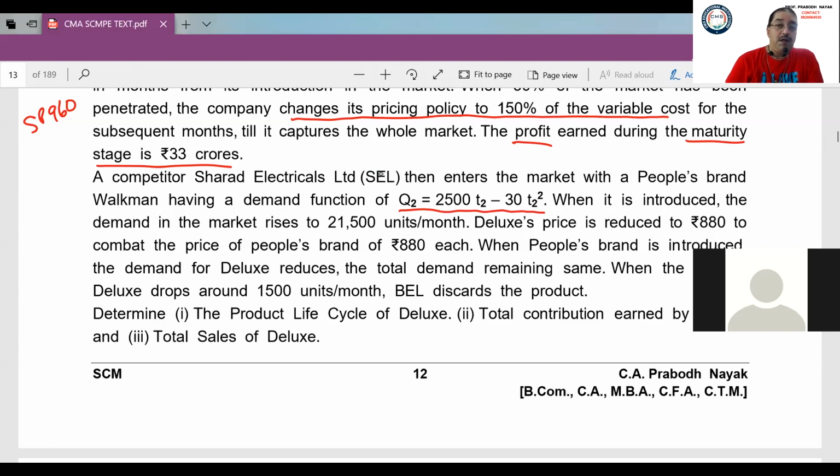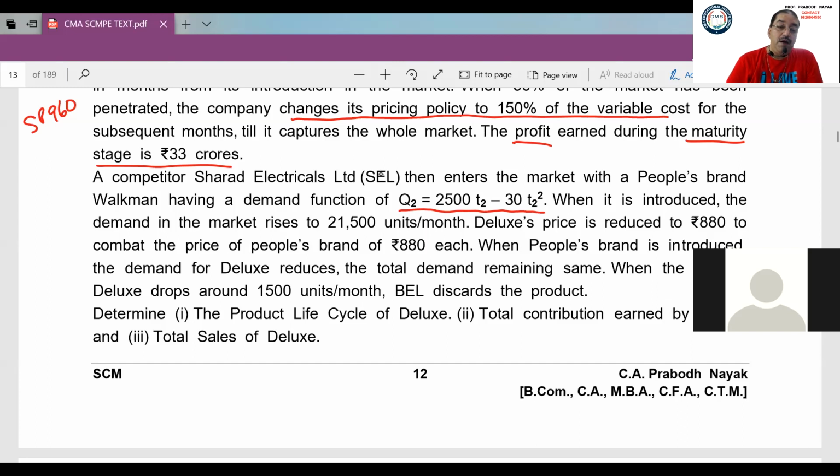Second month, it will be 2500 into 2, T2 will be 2. So 2500 into 2, that is 5000. 2 square is 4. 4 into 30 is 120. So 5000 minus 120. So like that, we'll calculate the demand of that particular company's products.